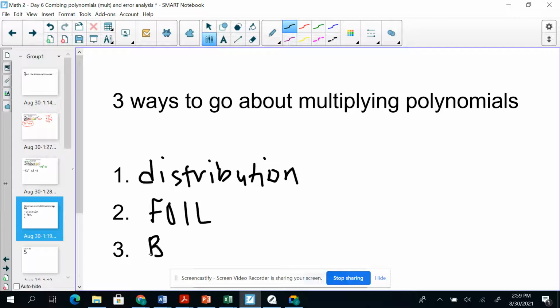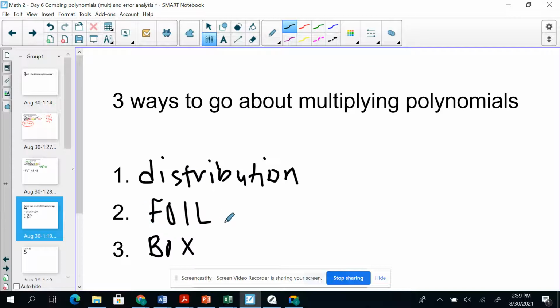And then we have box method. Now, distribution will work for all polynomial multiplication, whether it's binomial, monomial, trinomials, it doesn't matter. Distribution will work. For me, it gets kind of big when we use bigger trinomials and more polynomials with 5 terms and things like that. Distribution gets a little out of hand for me.